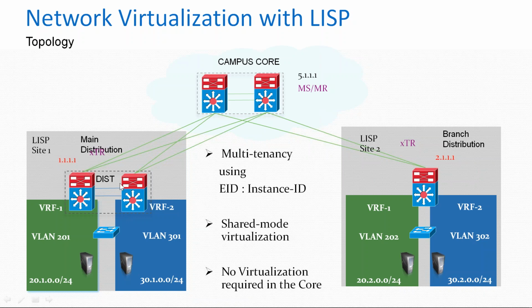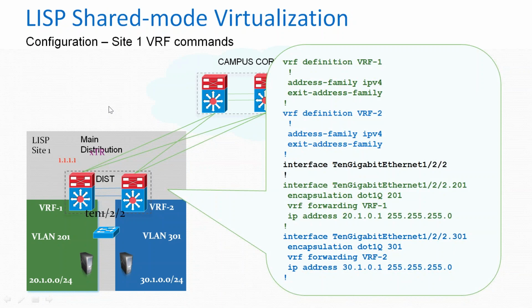Meaning my devices are connecting with the core network with two VRFs, VRF1 and VRF2, and obviously this VRF traffic will be separated. How will it be? So here you can see the site 1 configuration, where I have VRF definition VRF1 with address family IPv4 and then also VRF2. So I have two VRFs, and in these two VRFs the site addresses are like 20.1 and 30.1.